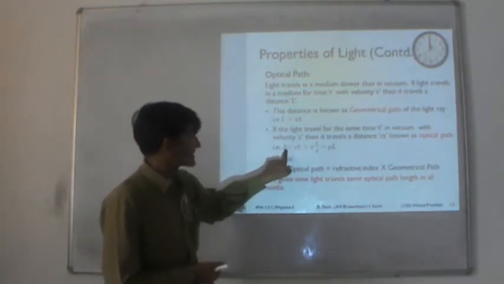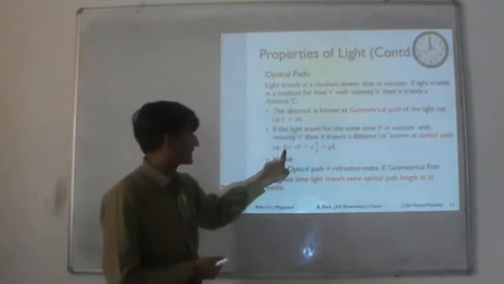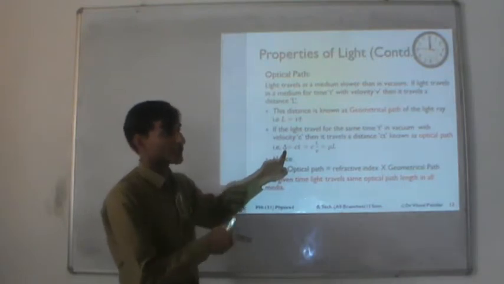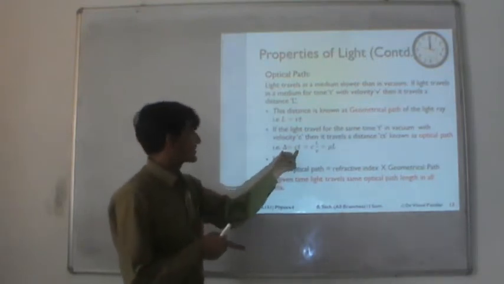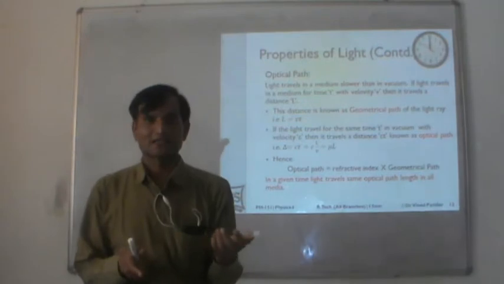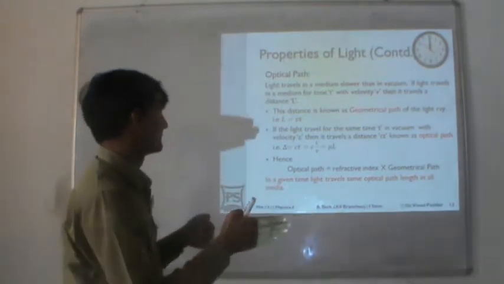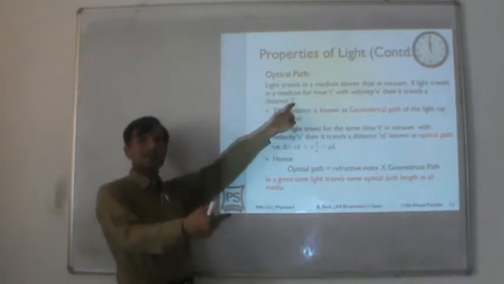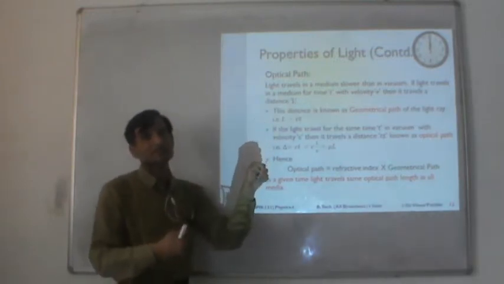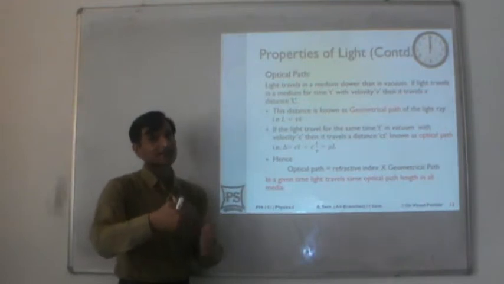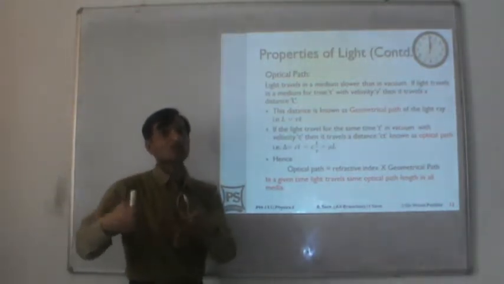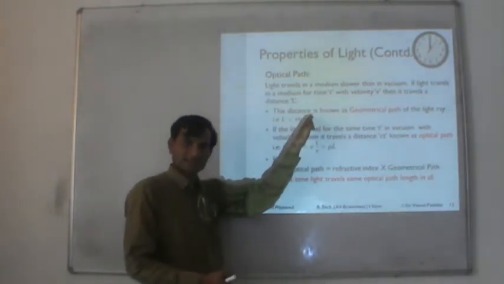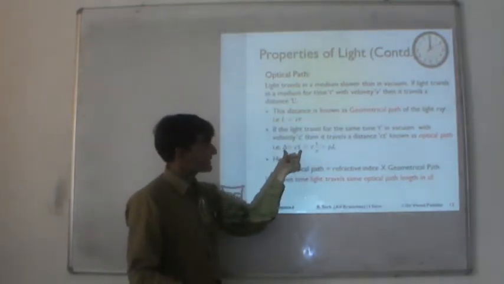So this is the distance, this notation is used for the optical path. So this delta is the distance traveled by light in vacuum in the same time. This is the equivalent distance basically. So if a light is traveling in a medium and it is traveling a distance L, then we calculate an equivalent distance in air, that is, how much distance the light will travel in air in the same time. And that is basically c into t.